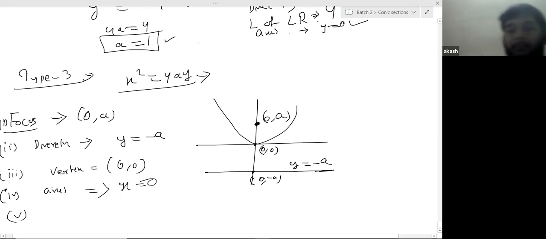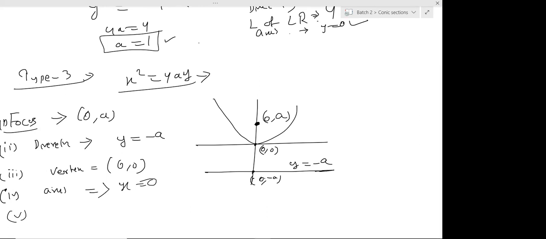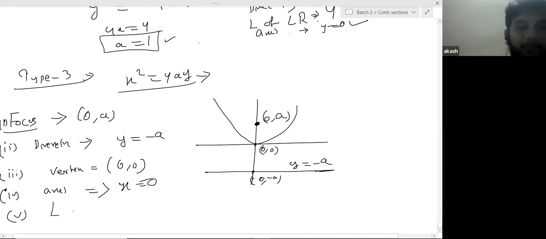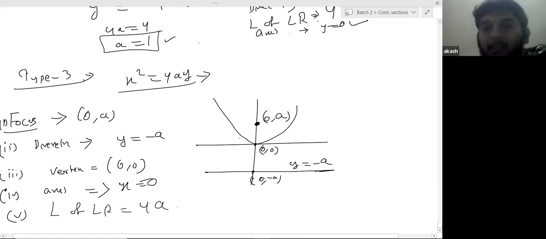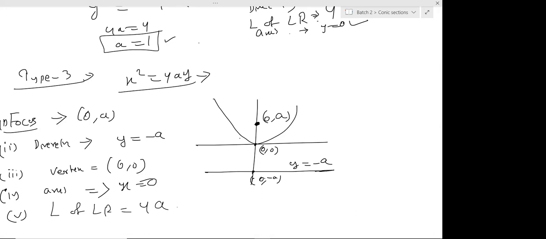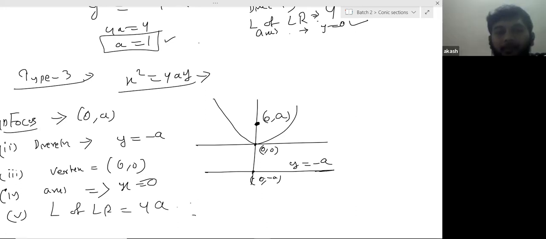Length of latus rectum, Atisha, can you answer? It will be the same, 4a, because parabolas are symmetrical. I just shifted it by an angle of 90 degrees. Nothing else is changed, right? Yes, sir. So that is the same. Write it down. I'll give you 2 minutes.